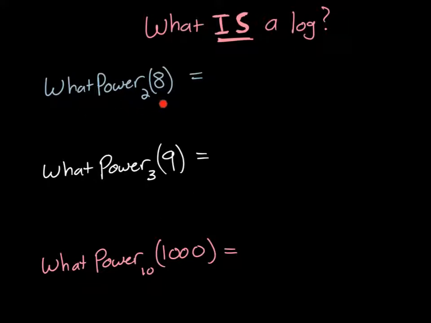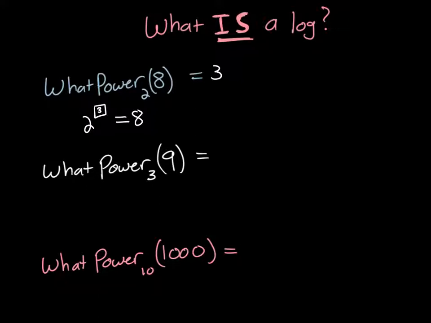The way that I phrase this is: what power of 2 is 8? And so I can really rewrite this problem. What power of 2 is 8? And this becomes a much simpler problem. 2 to the third power is 8, so a 3 would go in the box, and a 3 is the answer to this what power problem.